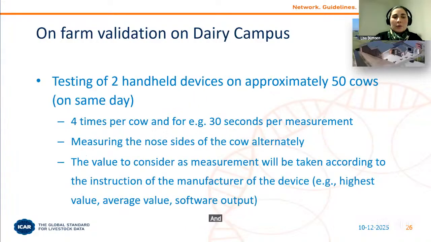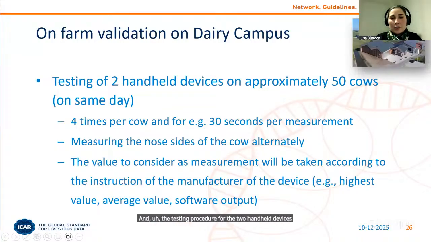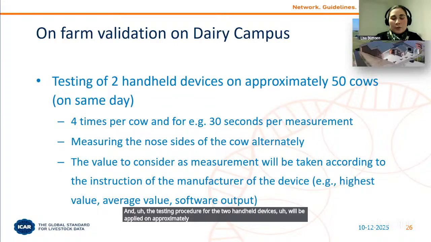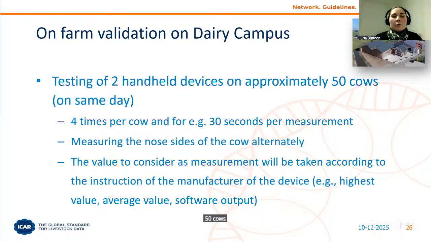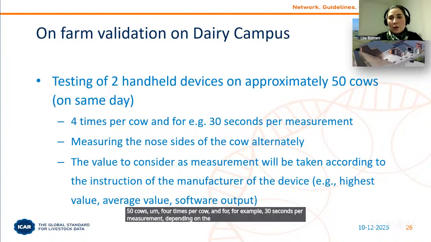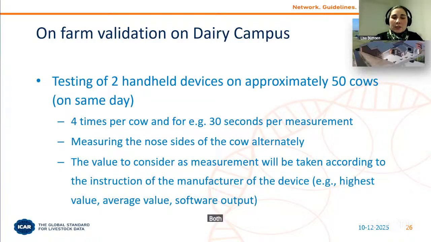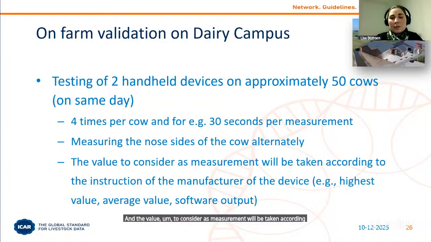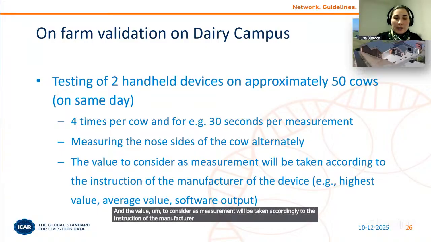And the testing procedure for the two handheld devices will be applied on approximately 50 cows, 4 times per cow, and for example, 30 seconds per measurement, depending on the user manual of the specific device. Both nose sides of the cow will be measured alternately, and the value to consider as measurement will be taken according to the instruction of the manufacturer of the device.